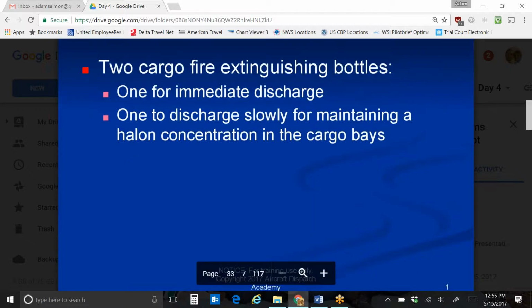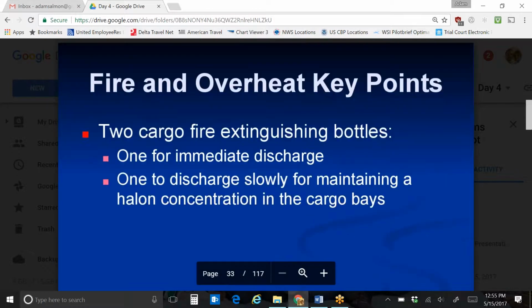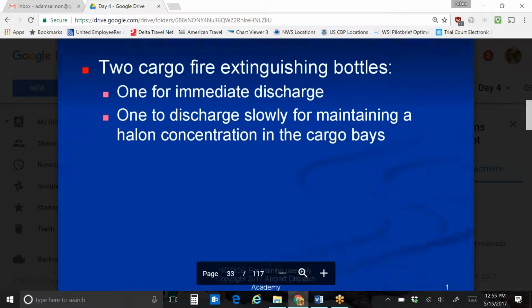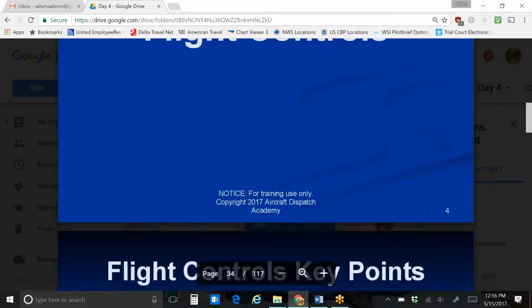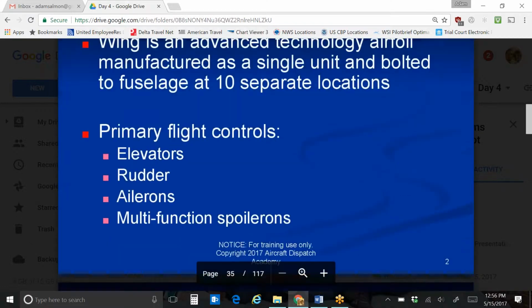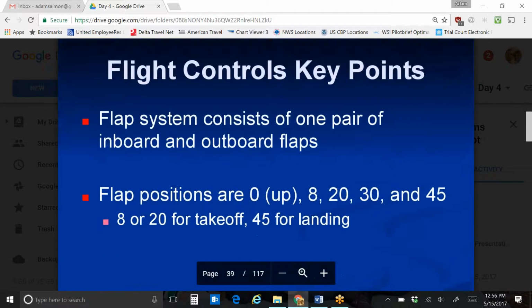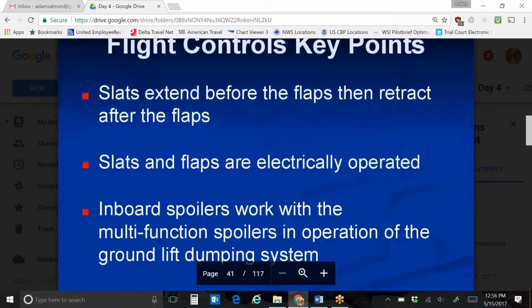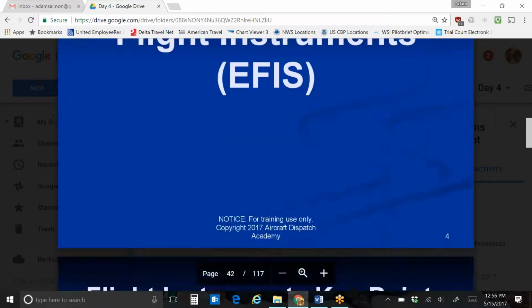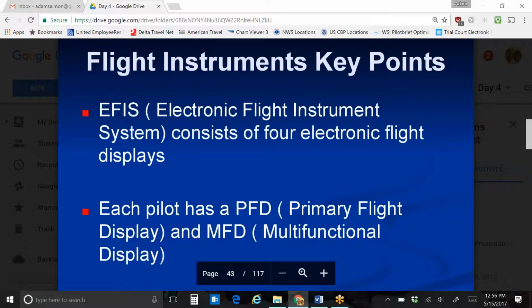So just be able to go through and look at the key points. All of the slides that say key points are stuff that you're going to want to pay more attention to and be able to know about each system. We went over the flight controls. You guys already wrote down the key points of this particular system. So, flight instruments.